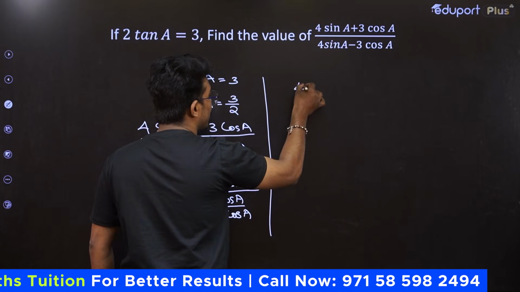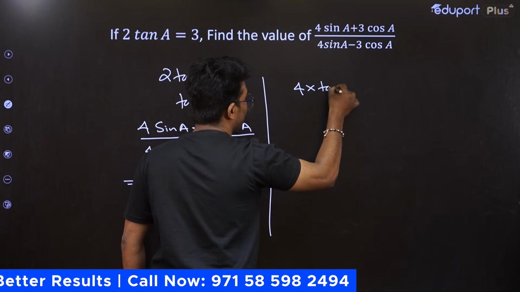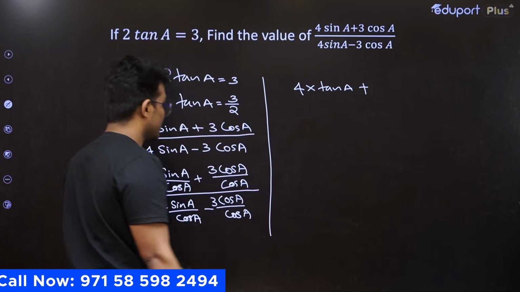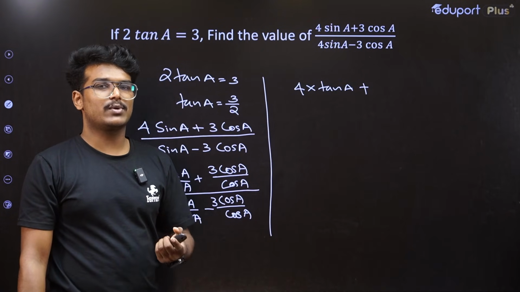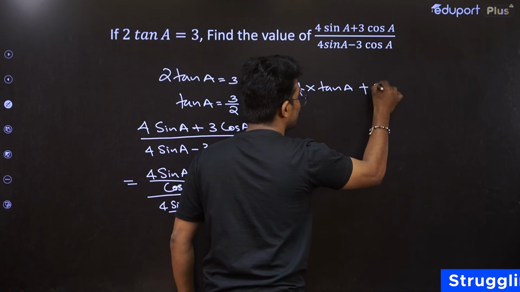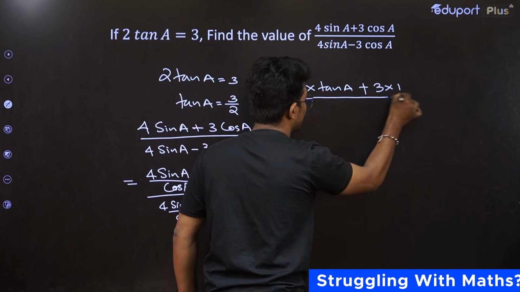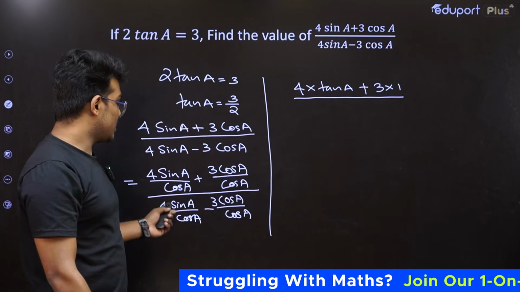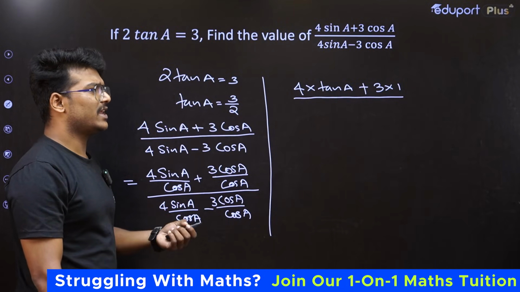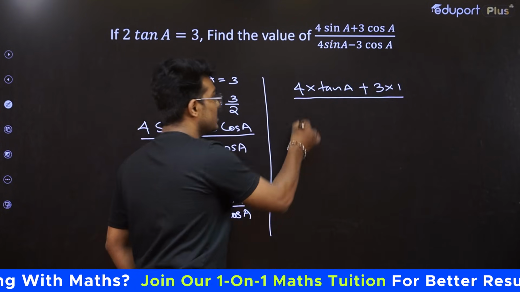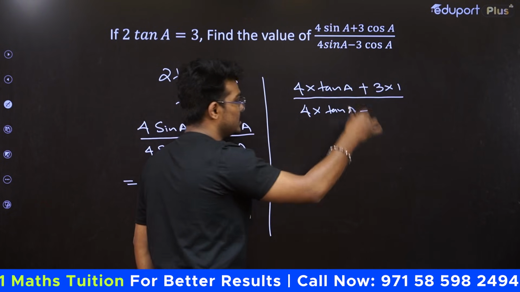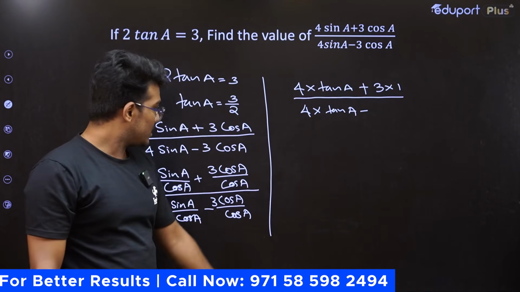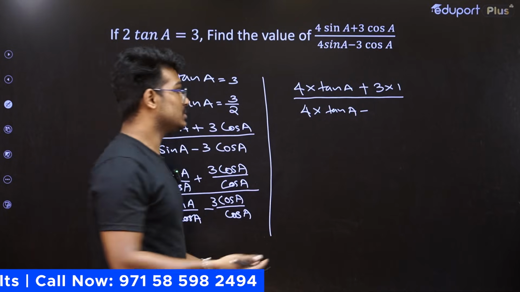So we can write it as 4 into tan A plus cos A divided by cos A, which is equal to 1, so 3 into 1, divided by again 4 into sin A divided by cos A, which is again tan A. So 4 into tan A minus 3 into cos A divided by cos A, which is again 1, so 3 into 1.